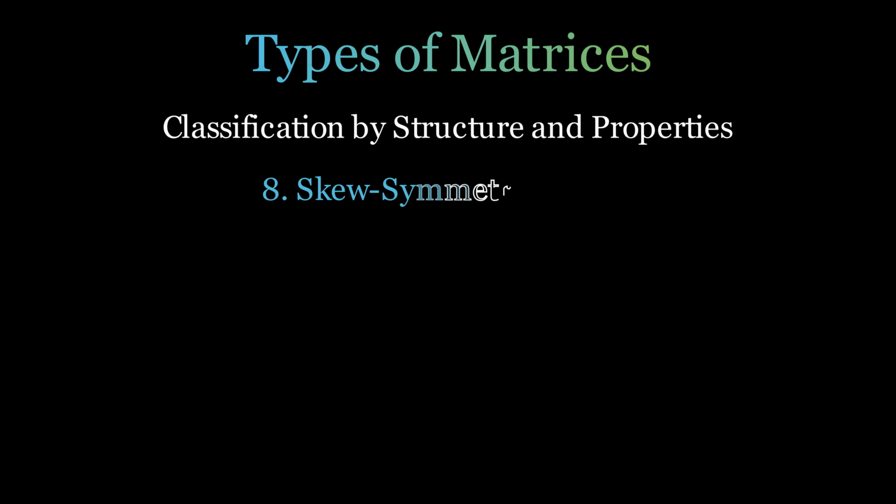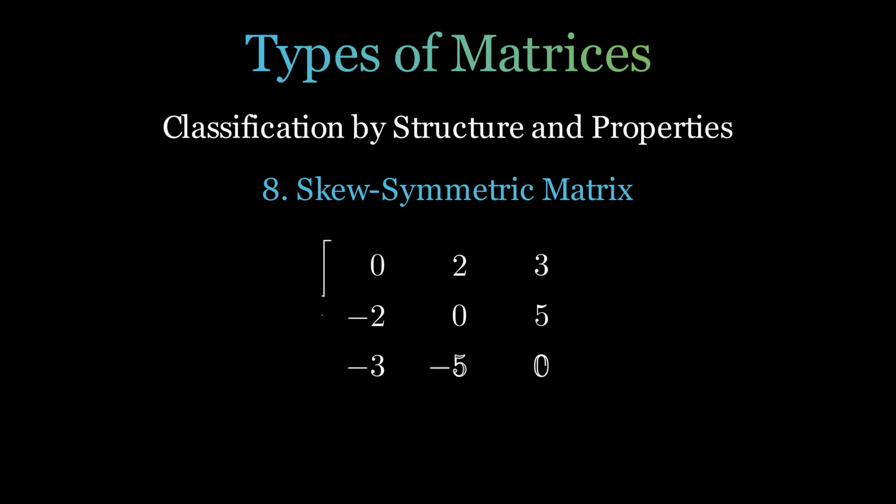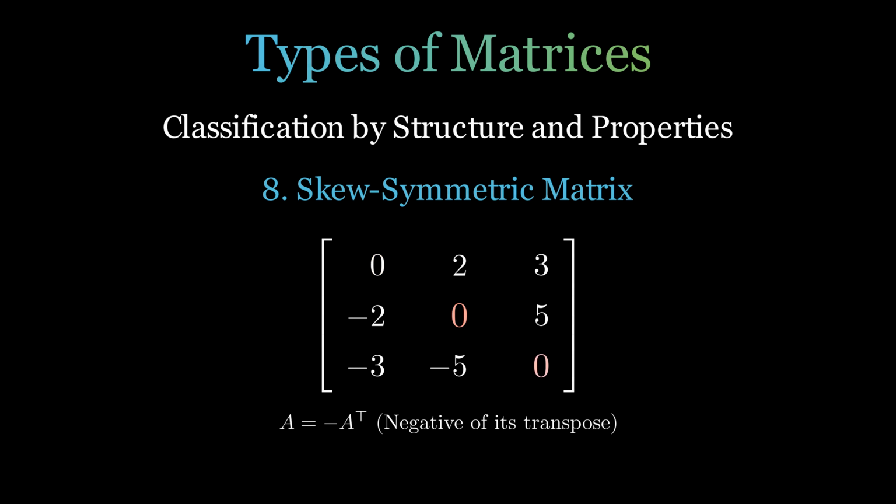A skew-symmetric matrix equals the negative of its transpose. All diagonal elements must be 0, and off-diagonal elements are negatives of their mirrored counterparts. These matrices appear in angular velocity calculations.